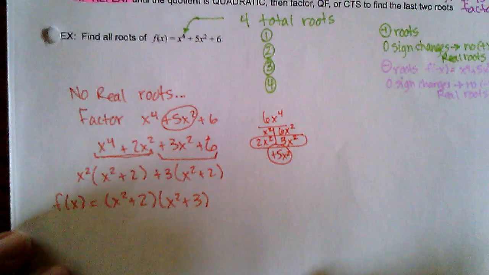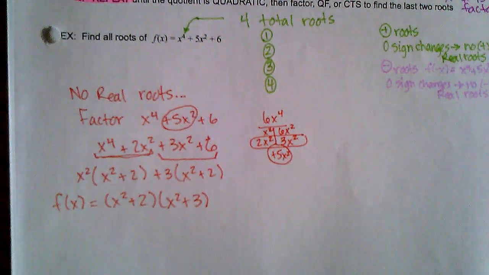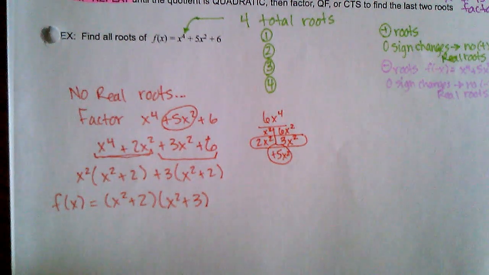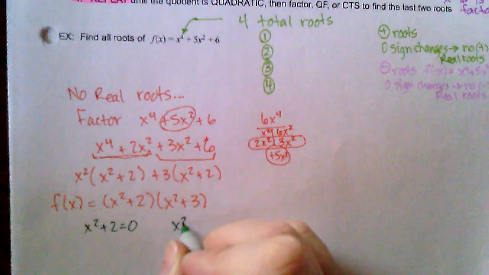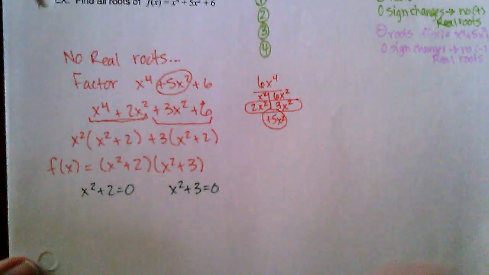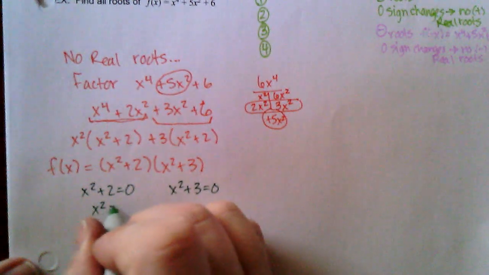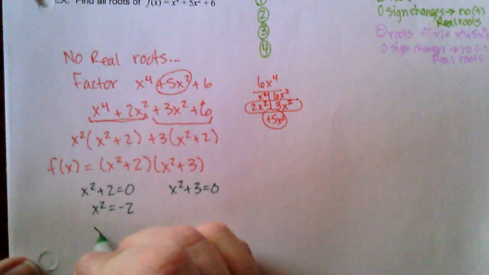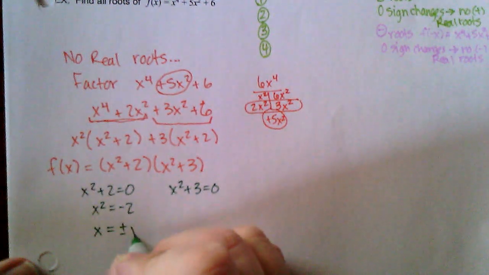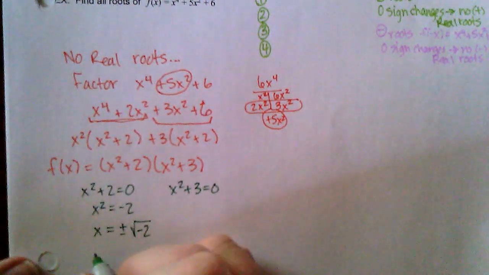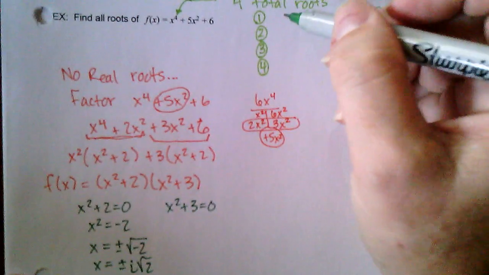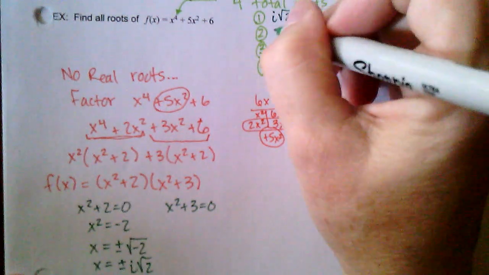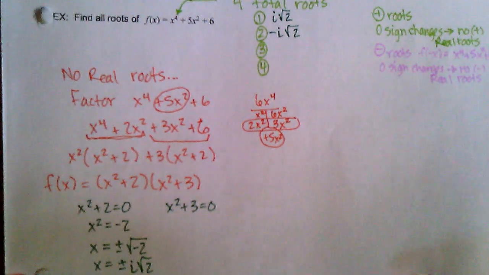So that is now my function, x squared plus 2 times x squared plus 3. And then I can go ahead and set each of those equal to 0. X squared plus 2 equals 0. X squared plus 3 equals 0. And solve. So subtract 2 over, x squared equals negative 2. Take the square root of both sides. X equals plus or minus square root of negative 2, which becomes plus or minus i square root of 2. So there's 2 of my roots, i square root of 2 and negative i square root of 2.